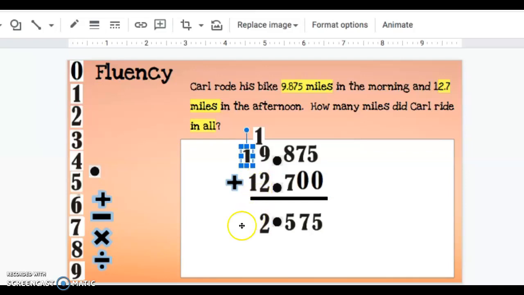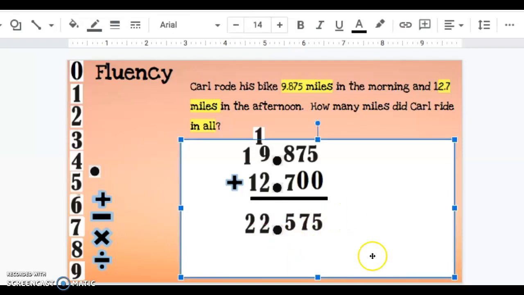And now I have 1 plus 1, which is 2. And I'm going to move that decimal point down so it stays in line with it. And your answer is 22.575. That's how many miles Carl rode in the morning and in the afternoon.